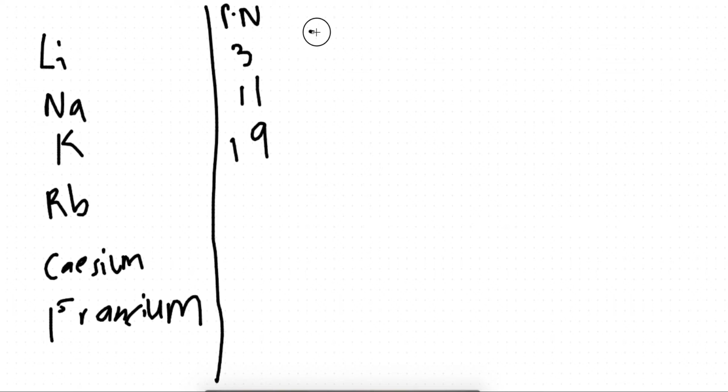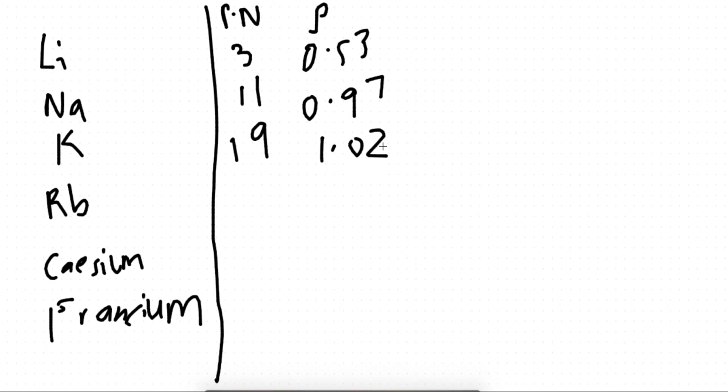Density, one of the important physical properties. Density of lithium, 0.53. Density of sodium, 0.97. Density of potassium, 1.02. So, guys, what do we see? Does the density increase or decrease down the group? Like group 18, the density increases as we go down the group. So I'm just going to write that down here. Density increases down the group.